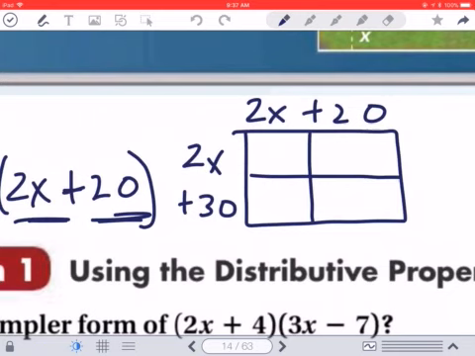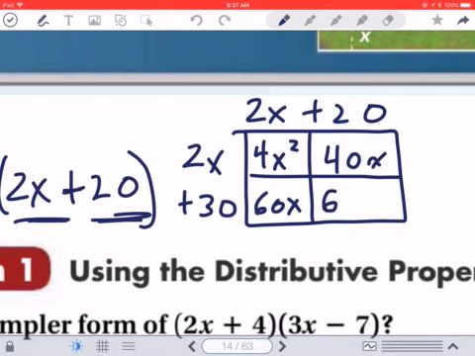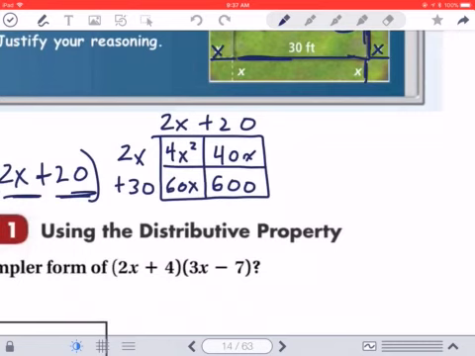So here I got 2x times 2x, 4x squared goes in the top left. And I have 2x times 20, so that's going to be 40x. And I have 2x times 30, which is 60x. And then I have 30 times 20. 3 times 2 is 6, toss on 2 zeros, so I get 600.